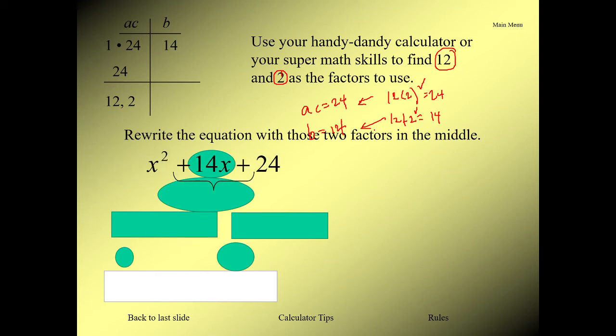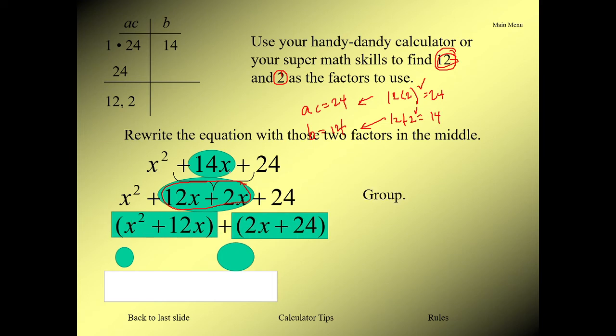So you can see there, x squared plus 14x plus 24 will now be broken down into pieces as x squared plus 12x plus 2x plus 24, since again we use 12 and 2 as our factors. Then we have to group them. Group this one first, then this one, and then factor out the GCF.